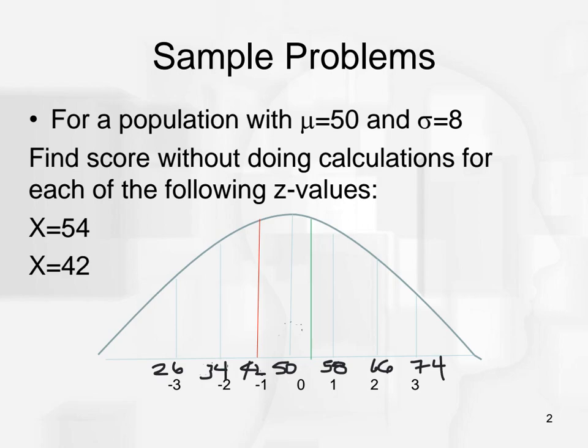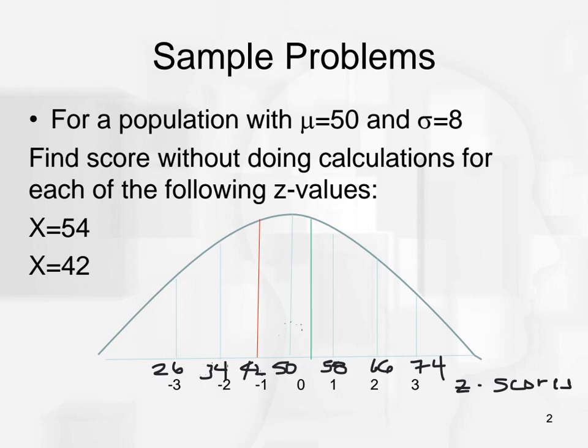The first thing you would do is go ahead and make your distribution with your z-scores of 0, 1, 2, 3, -1, -2, and -3. So right there at the bottom, you have your z-scores. Then the next thing you're going to do is go ahead and label them.